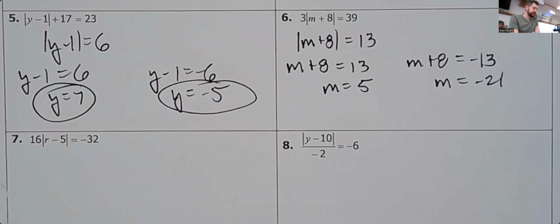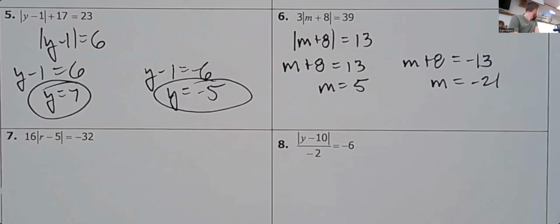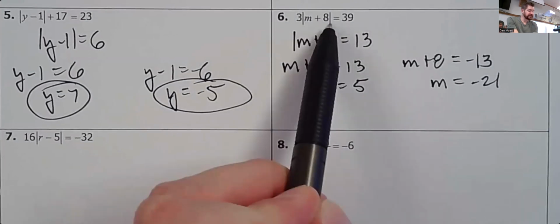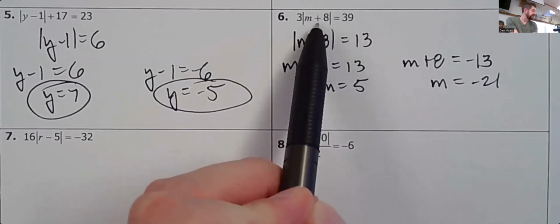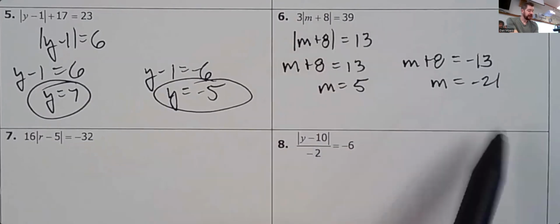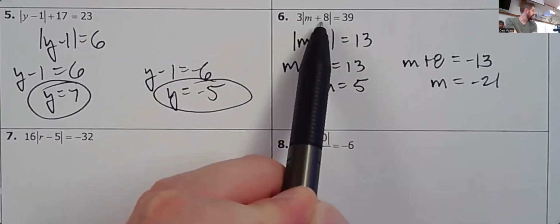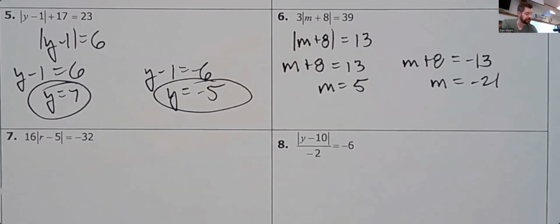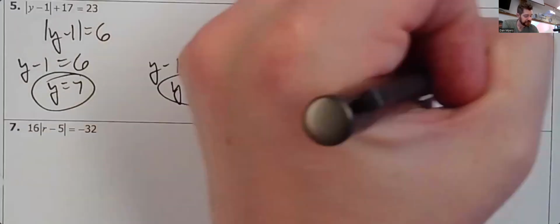And then, figure out if these work or not. So 5 plus 8 is 13. Absolute value of 13 is 13. 13 times 3 is 39. Negative 21 plus 8 is negative 13. Absolute value of that is 13 times 3 is 39. So once again, they both work. Good to go.